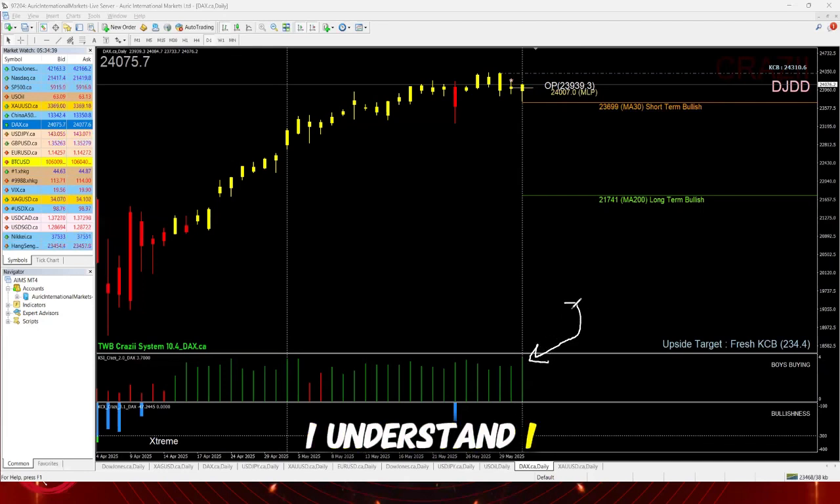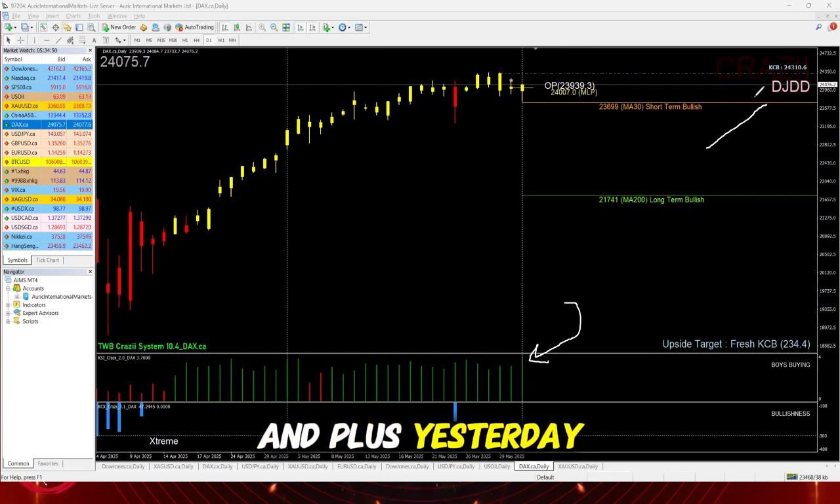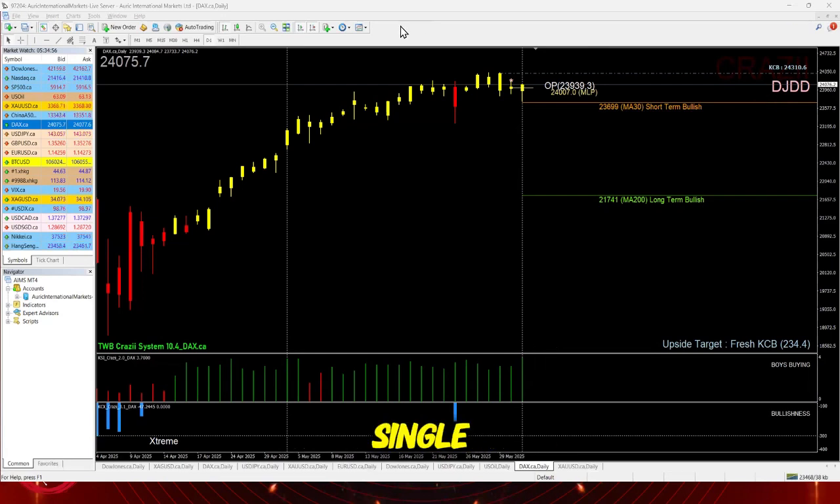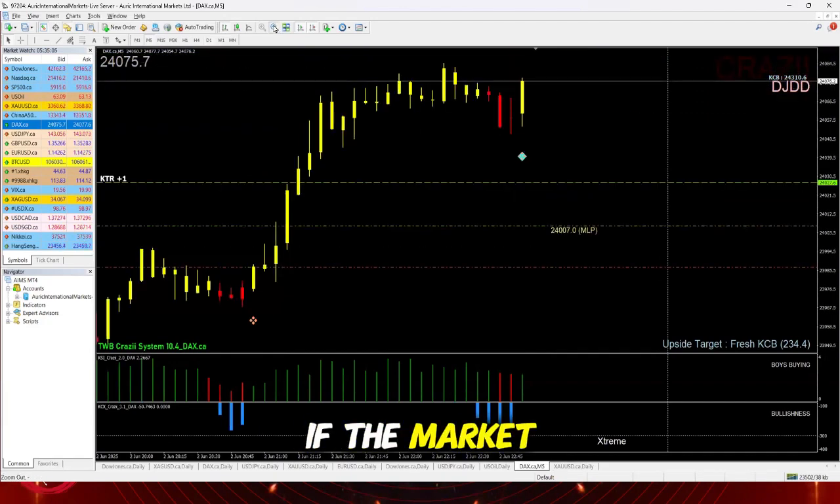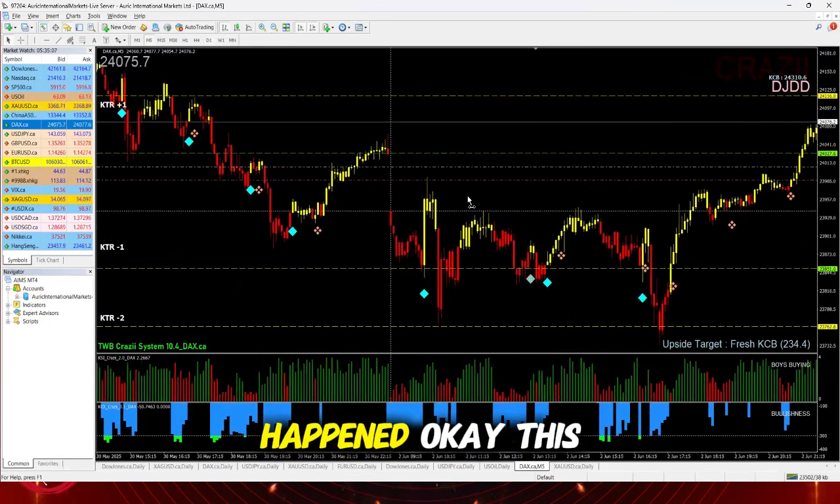But the KSI is green. I understand. But remember, once the market goes below OP, you're always a seller. And yesterday was a no pivot day, so the OP is key. And yesterday was a DJDD, Doji directional day. That definitely tells me the market will go in a single direction for the day. So once the 5-minute chart opened yesterday, the first thing in my mind was to sell if the market goes below OP. So let's take a look at what happened. Okay, this is the DAX.